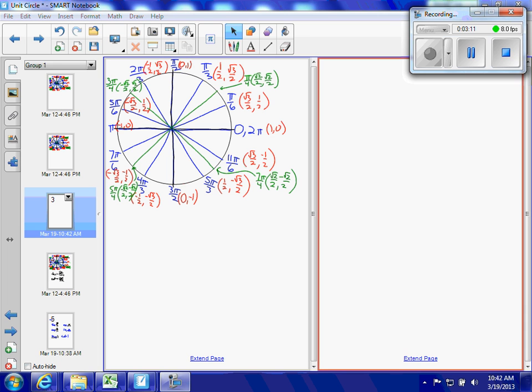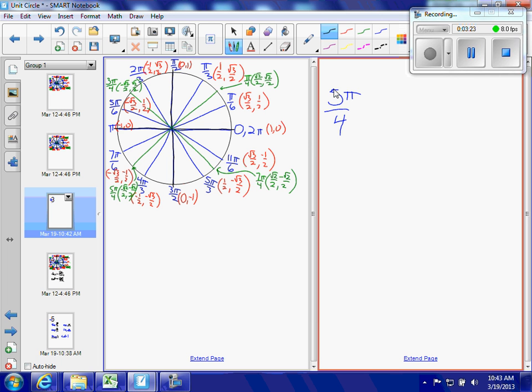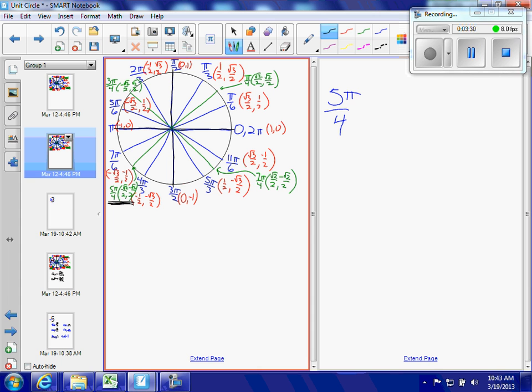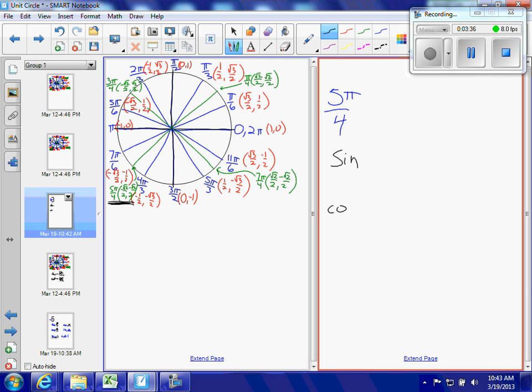Let's do another problem. 5 pi over 4. Well, first let's find that on my unit circle. Where's 5 pi over 4? Oh, it doesn't seem to be on my unit circle, is it? Oh, yes it is. Here it is right here. 5 pi over 4. Sine, cosine, tangent, cosecant, secant, cotangent.